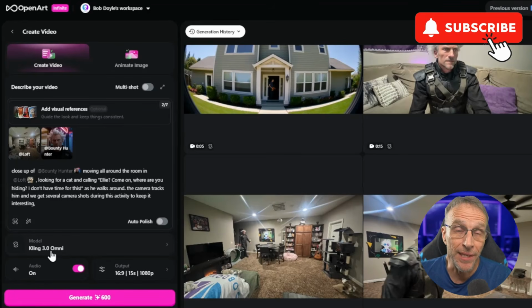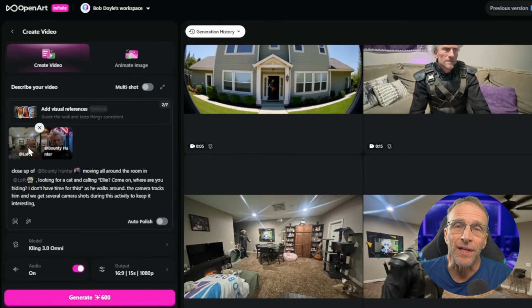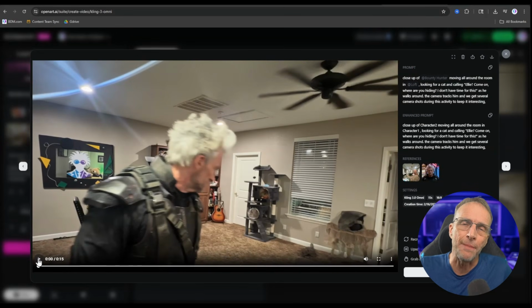We chose the Kling 3 Omni model. We brought in the element of loft, which includes all 4 images in it, and of course Bounty Hunter, which also included 4 images of him, so he stays very consistent from any angle as well. The prompt is the close-up of the Bounty Hunter moving all around the room in the loft, looking for a cat, calling, "Ellie, come on, where are you hiding? I don't have time for this." As he walks around, the camera tracks him, and we get several camera shots during this activity to keep it interesting. The hope being that that prompt would tell the camera to move all around the room at some point during here so we can see if everything lined up.